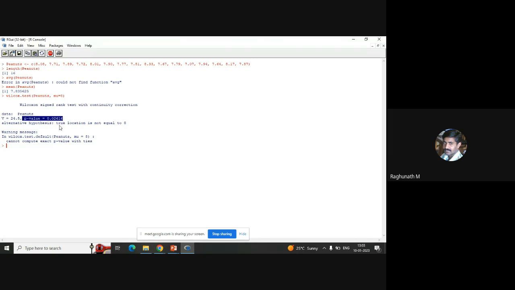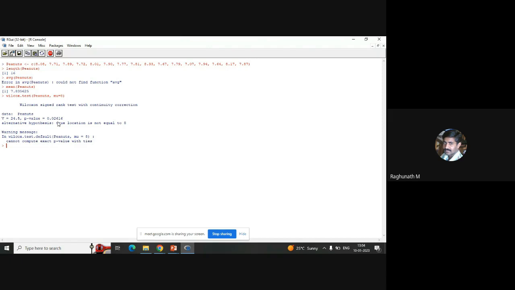So if you look into the p-value, it is going to be 0.026. Now you talk about what is alpha. If my alpha is equal to 0.05, that means here the p-value is less than 0.05. Hence, we are rejecting the null hypothesis at 5% level of significance.